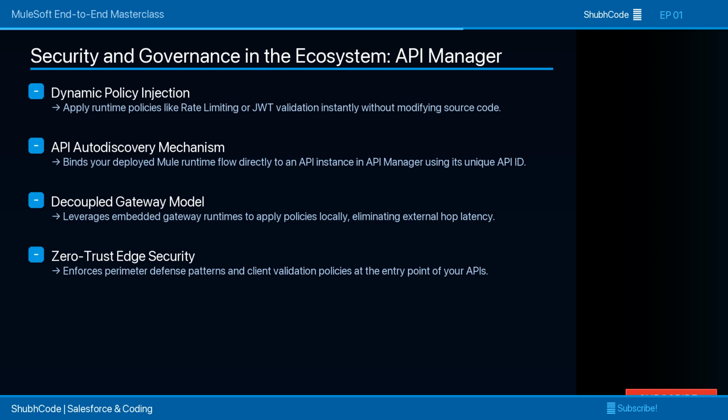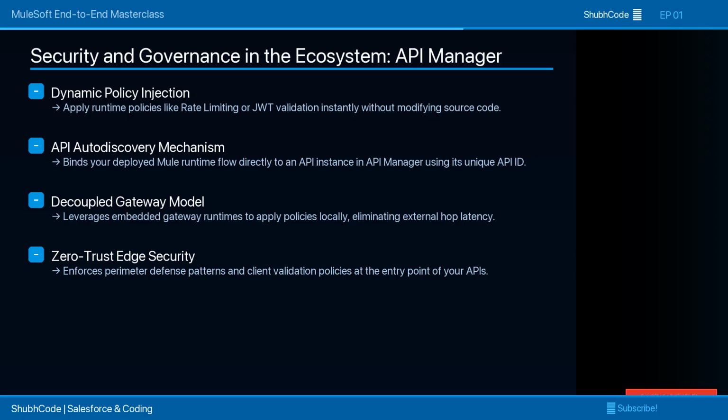Anypoint API Manager is where we enforce security, traffic management, and compliance across our entire application network. API Manager allows architects to dynamically apply out-of-the-box or custom policies, such as client ID enforcement, rate limiting, spike control, and JWT validation, without writing a single line of Mule code. This magic is enabled by API Autodiscovery.